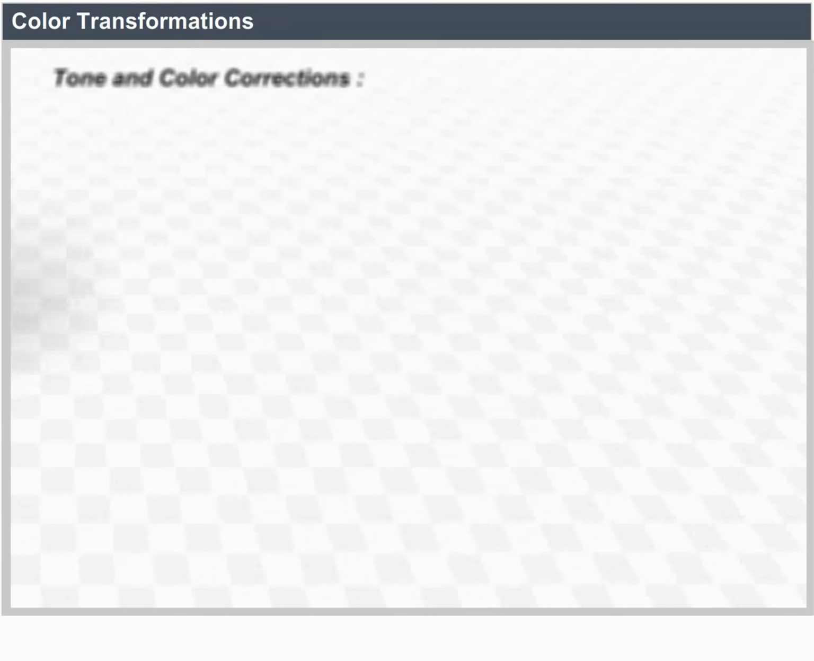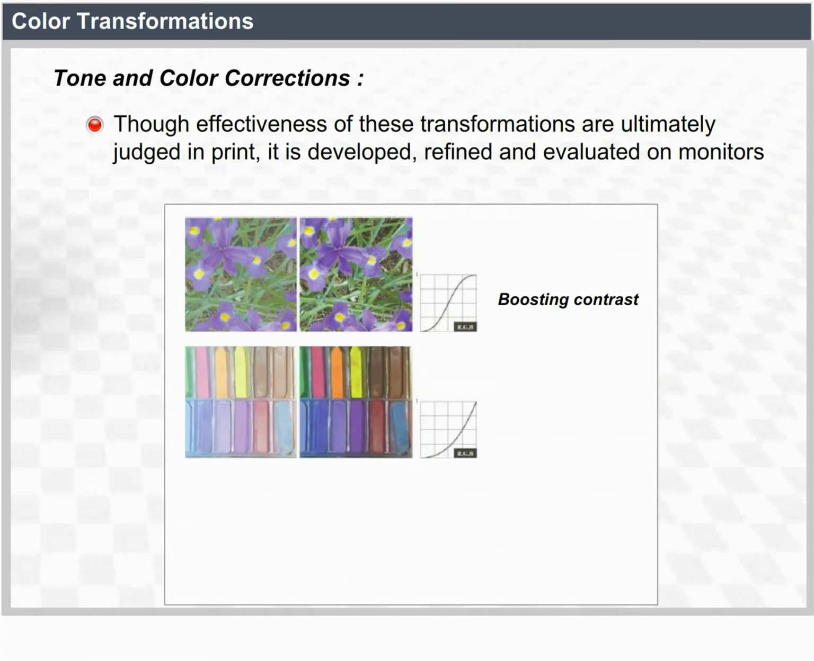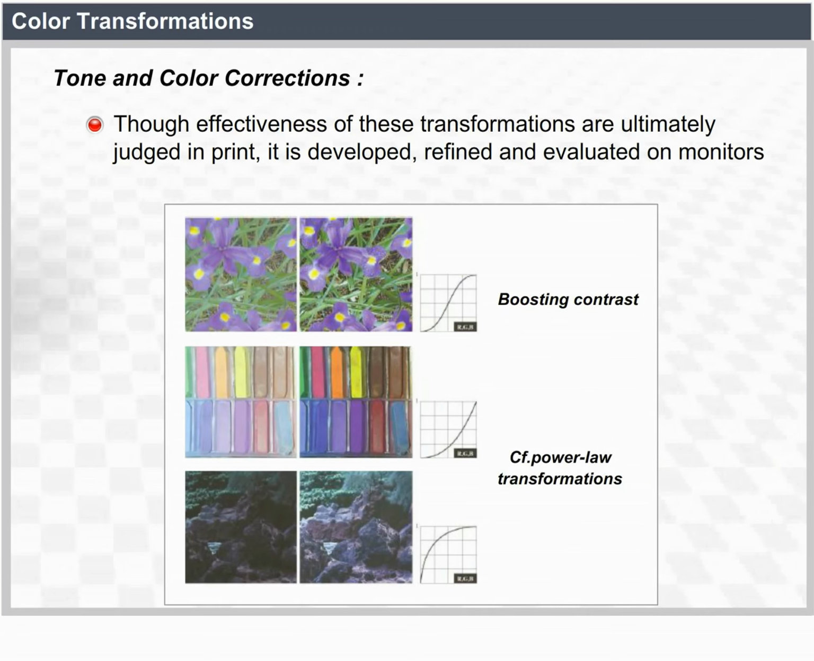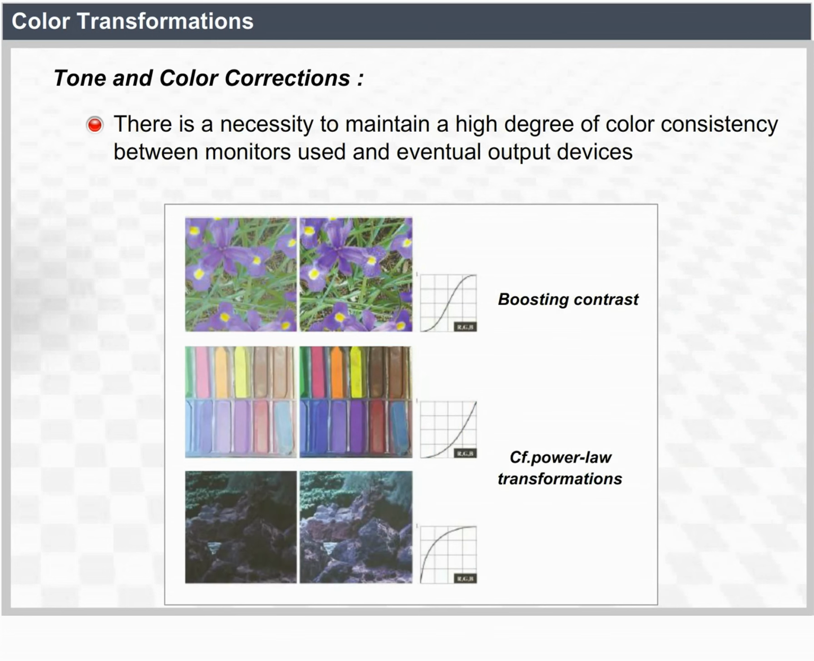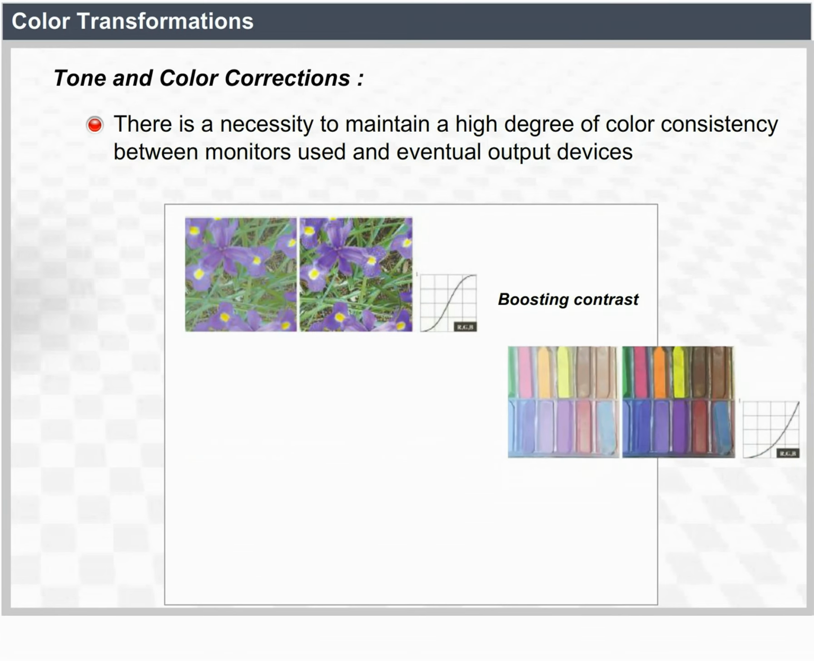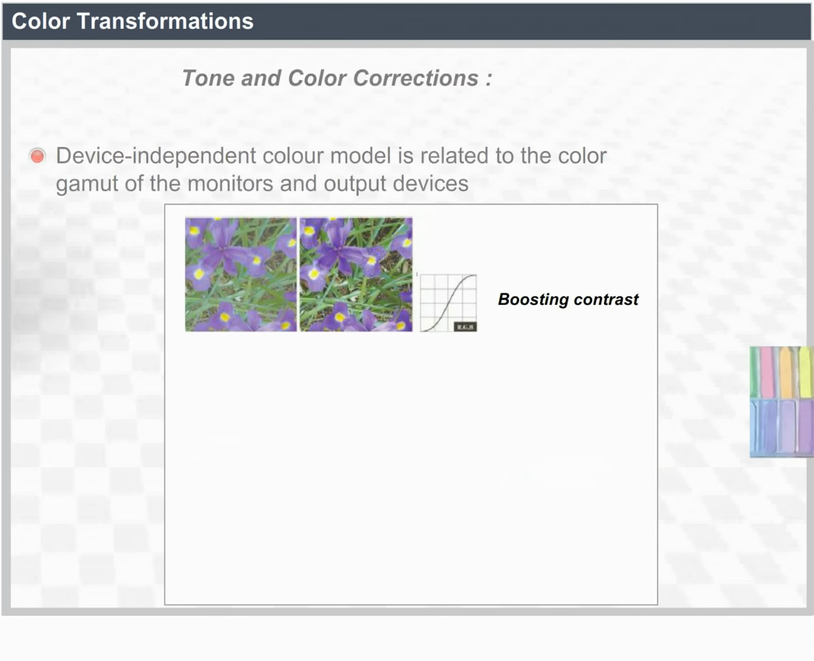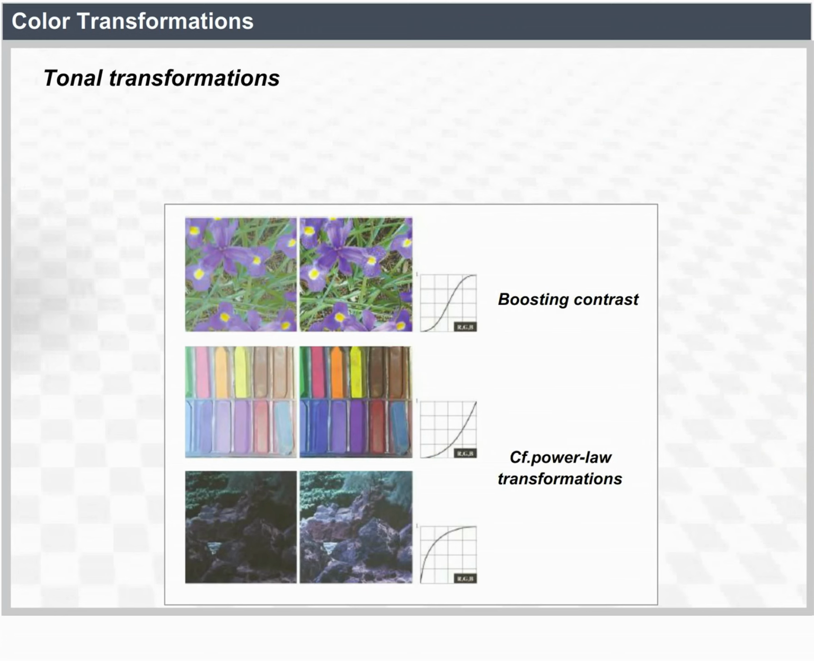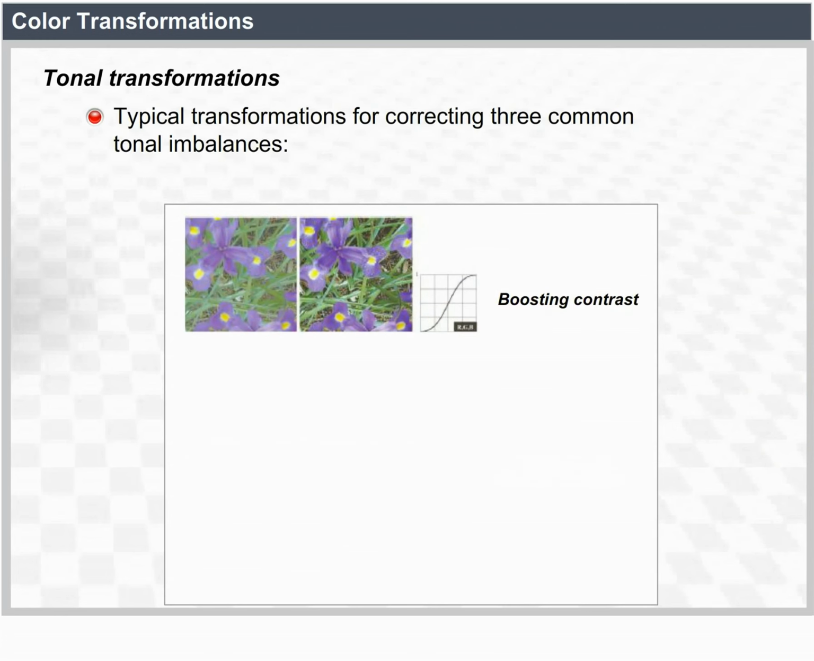Tone and color corrections. The effectiveness of these transformations is judged ultimately in print, but they are developed, refined and evaluated on monitors. There is a need to maintain a high degree of color consistency between the monitors used and the eventual output devices, using a device-independent color model relating the color gamuts of the monitors and output devices. Tonal transformations. Typical transformations for correcting three common tonal imbalances are shown on the screen.